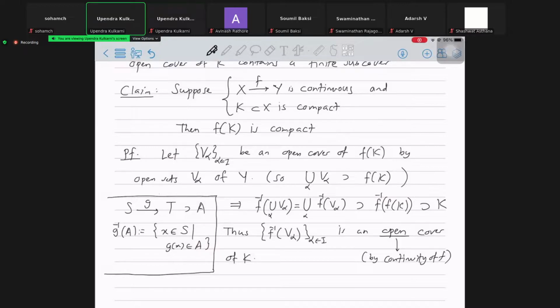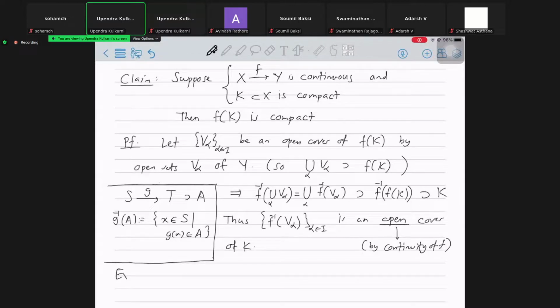Okay, and so now we are home free. So what do we do? Extract a finite subcover. So what do we have? f inverse of, let's say, V alpha 1, union f inverse of V alpha k, contains K. So what is left to do?